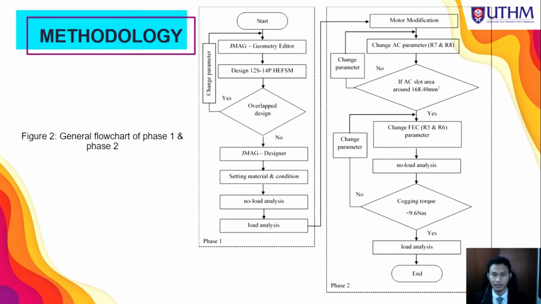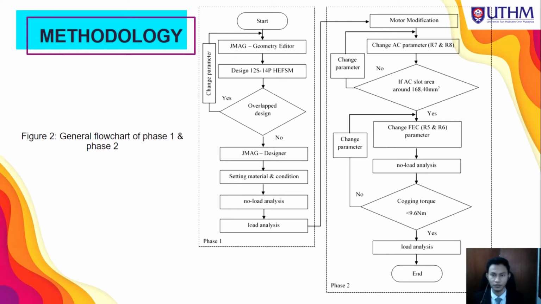Next, we proceed to phase 2, which is the motor modification from phase 1. Basically I change the armature parameters, which are R7 and R8. If the AC slot area is not around 168 and 40 mm square, we need to change the parameters R7 and R8. If the AC slot area is around 168 and 40 mm square, we proceed to change the FEC parameters, which are R5 and R6.